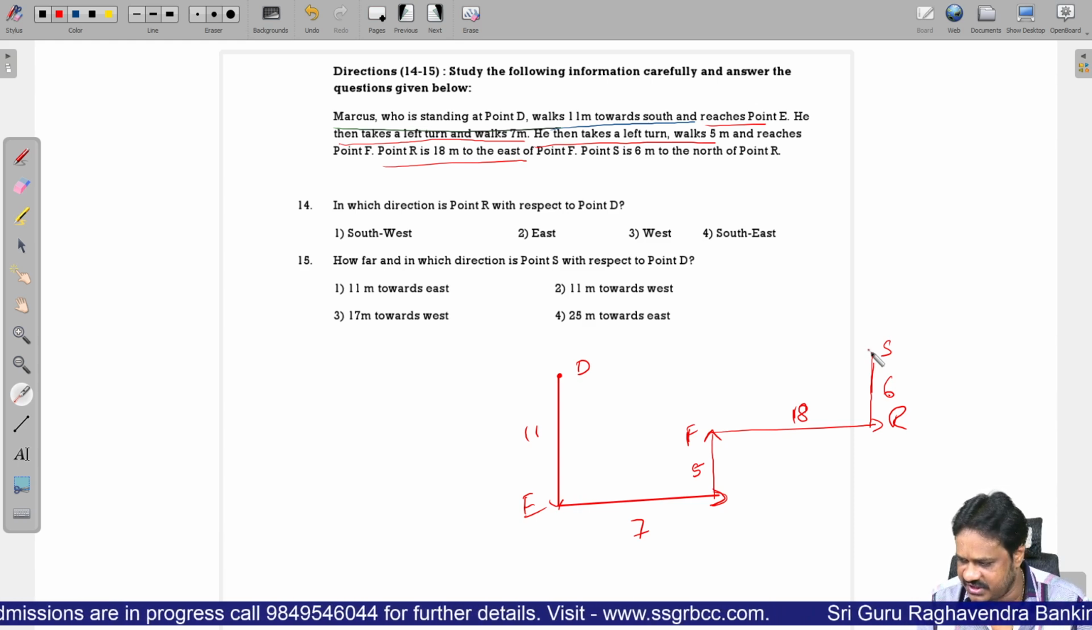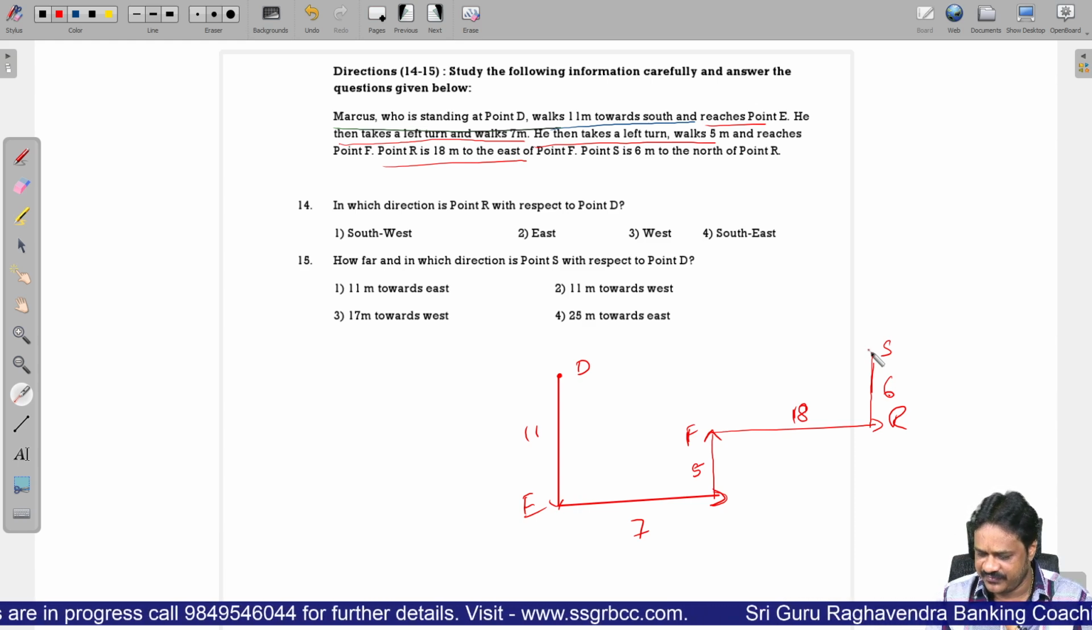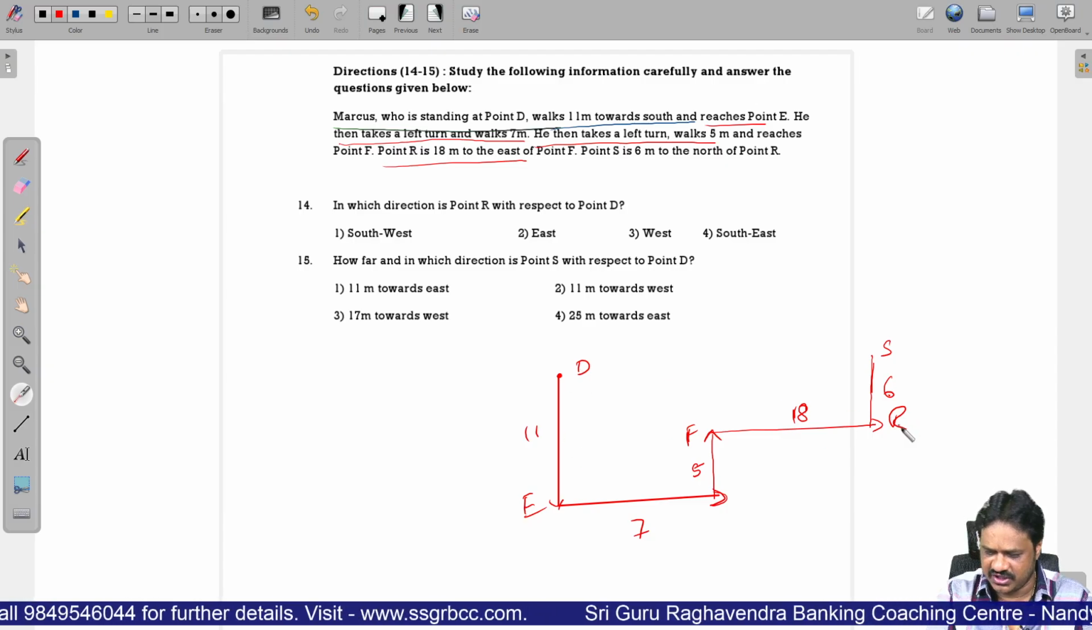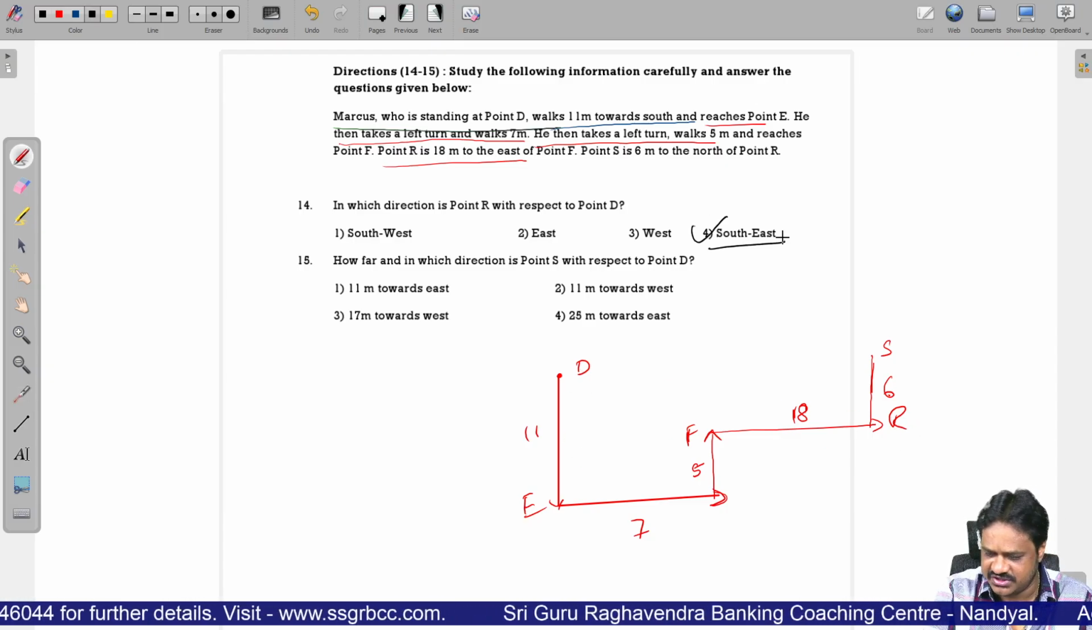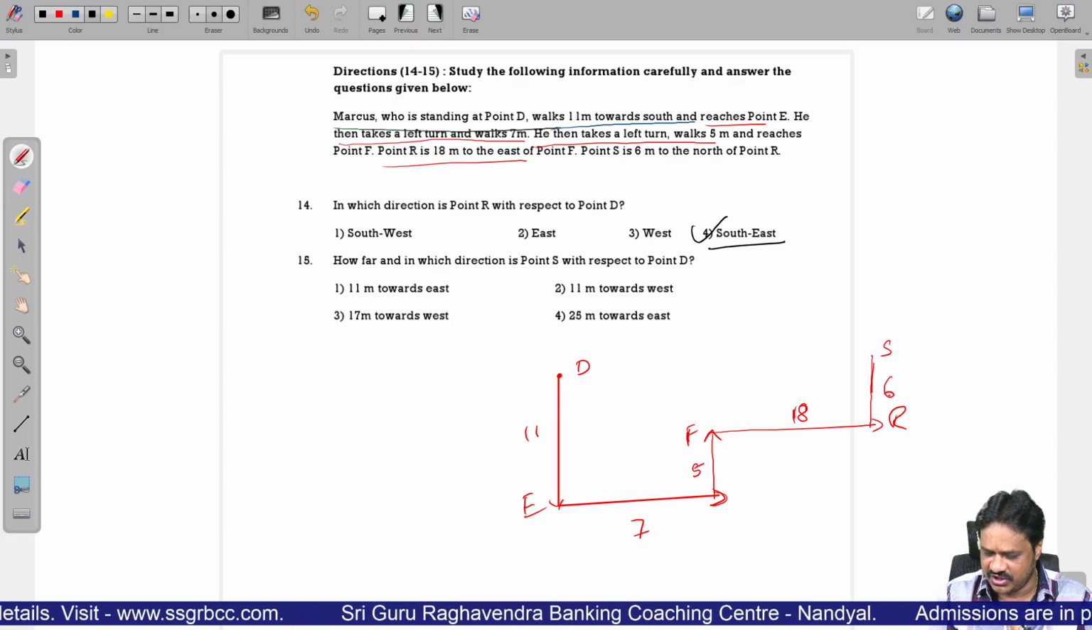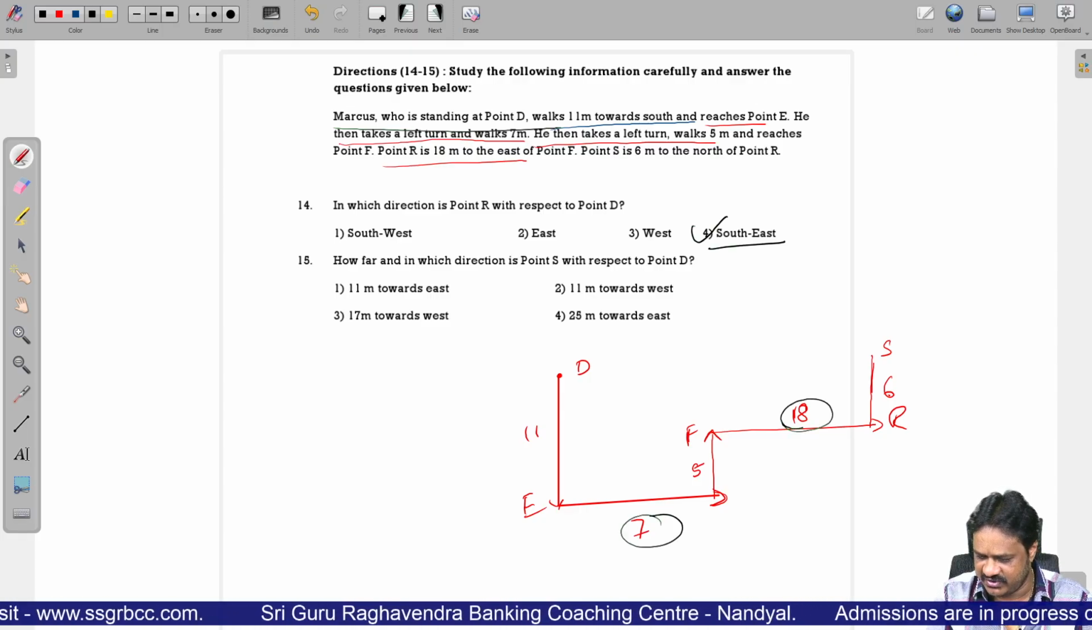Now in which direction is R with respect to D? With respect to D, where is R? It is on the south and to the right side. So south east. Then how far and in which direction is S from D? So what is the distance of S and D? 7 plus 18, it is 25 and it is on the east. So 25 meters.